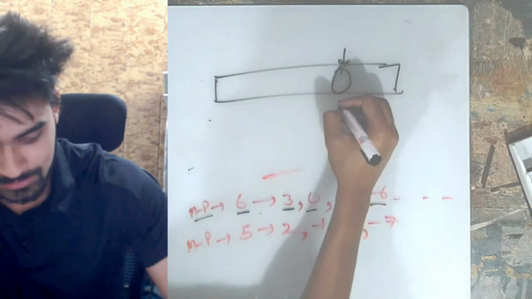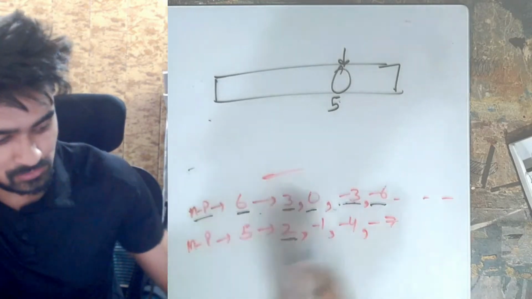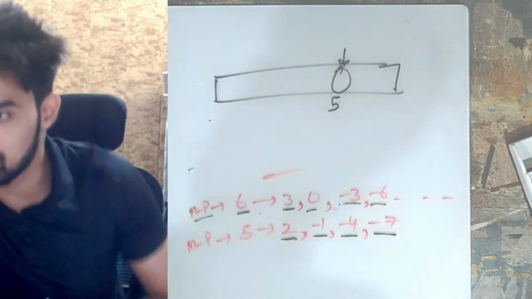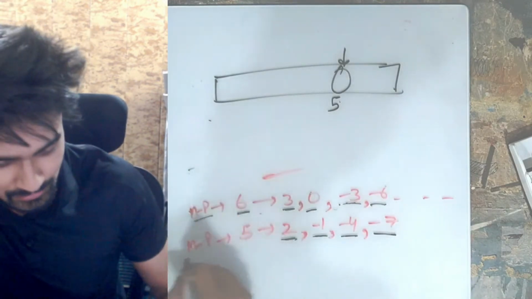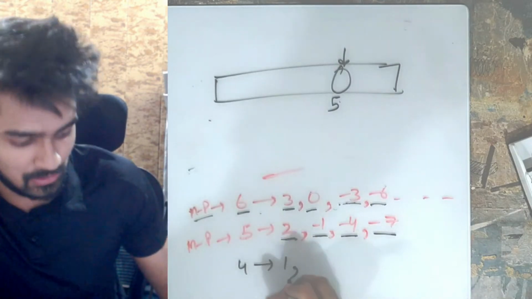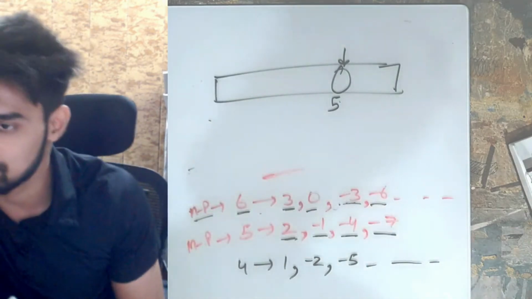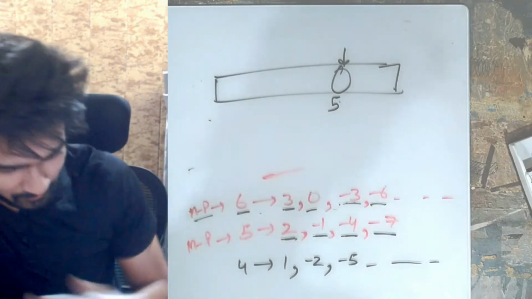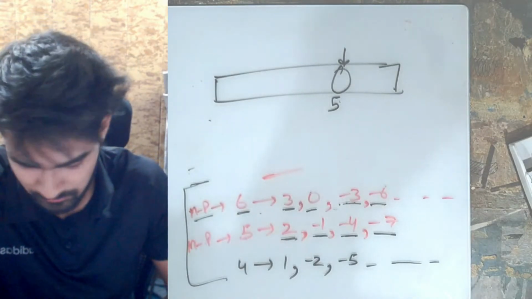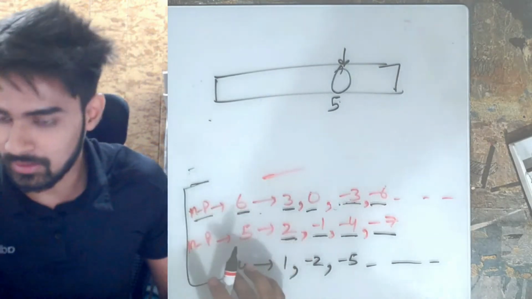If your current m minus p was equal to 5, then you had to find all the 2's you had before this, all the minus 1's, all the 4's, all the minus 7's you had before. Similarly, if your m minus p was 4, then you had to find all the 1's you had before this, all the minus 2's, all the minus 5's, and so on. Now, to find all this, you need a segment tree. So this is essentially everything that you had to do in this one.